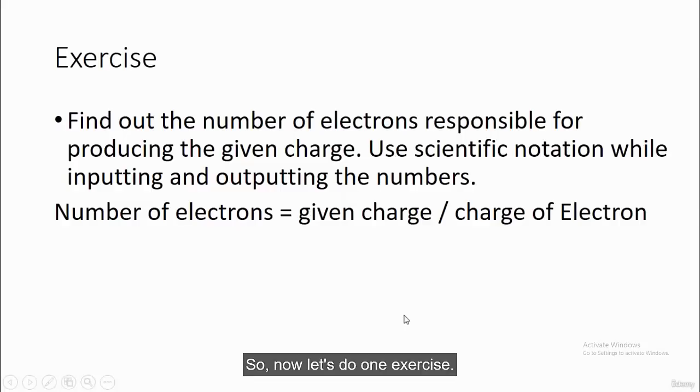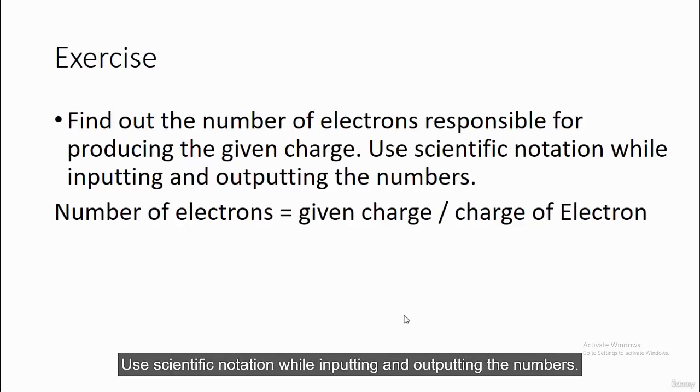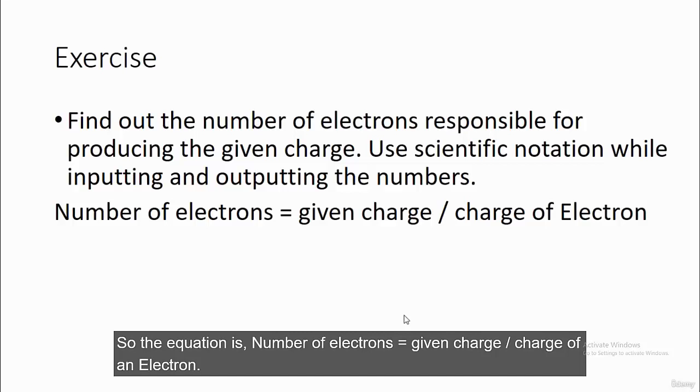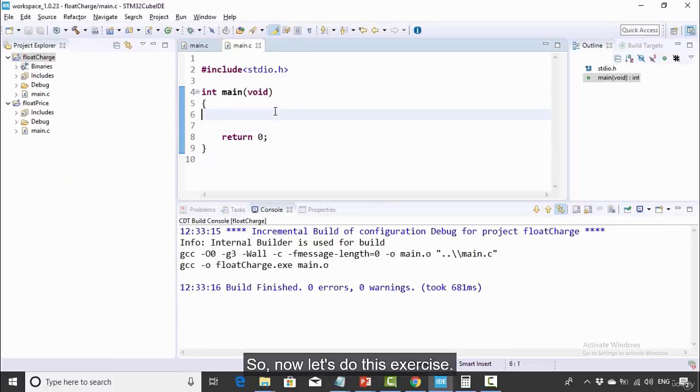So now let's do an exercise. Find out the number of electrons responsible for producing the given charge. Use scientific notation while inputting and outputting the numbers. So the equation is: number of electrons is equal to given charge divided by charge of an electron. So now let's do this exercise.